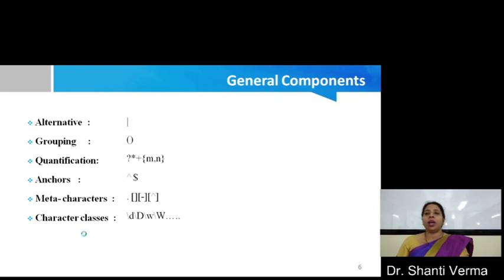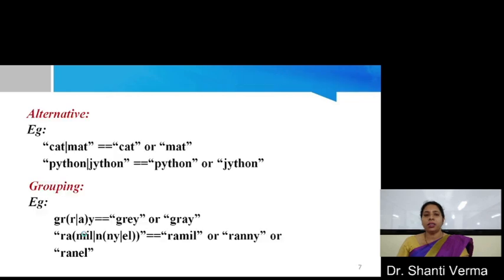Now, what are the general components of regular expression? The first is the alternative, then grouping, quantification, anchors, meta characters, and character classes. The corresponding symbols are available in front of the components. Let's discuss all these components in detail.